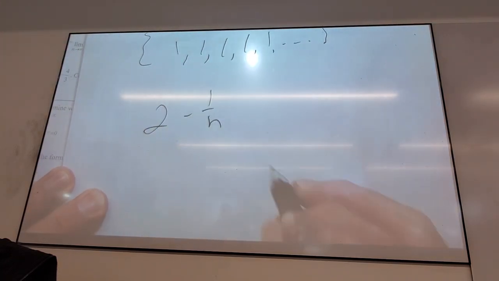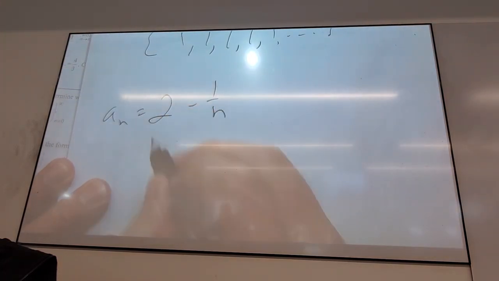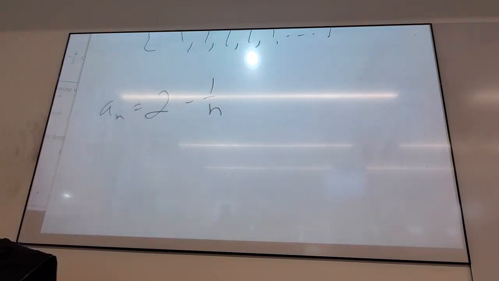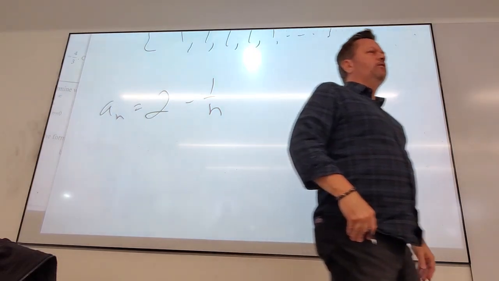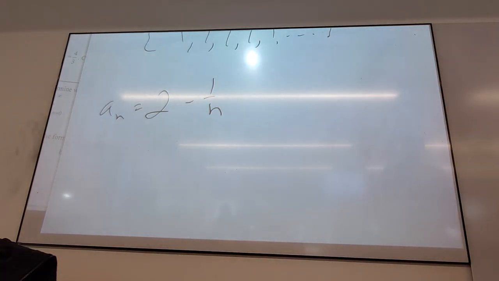2 minus 1 over n. Can anyone tell me why this is convergent? What do you take to investigate whether a sequence is convergent or not? What do you take?